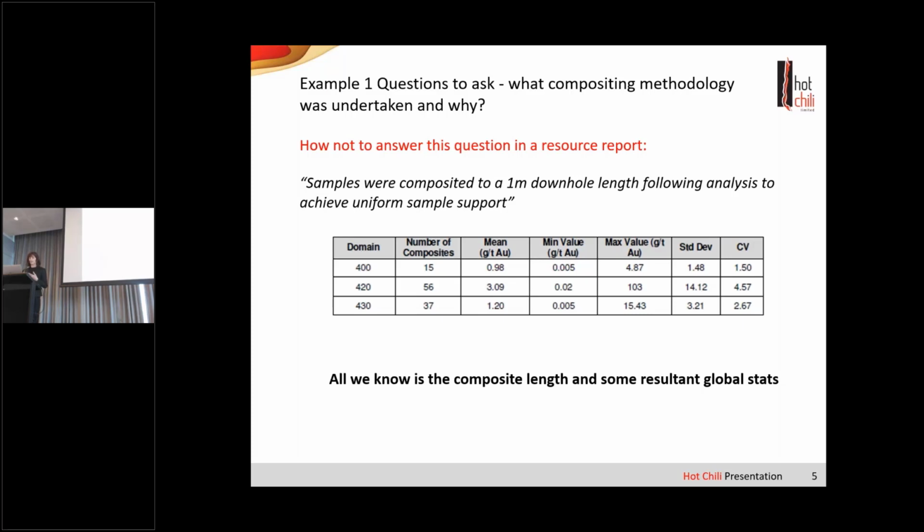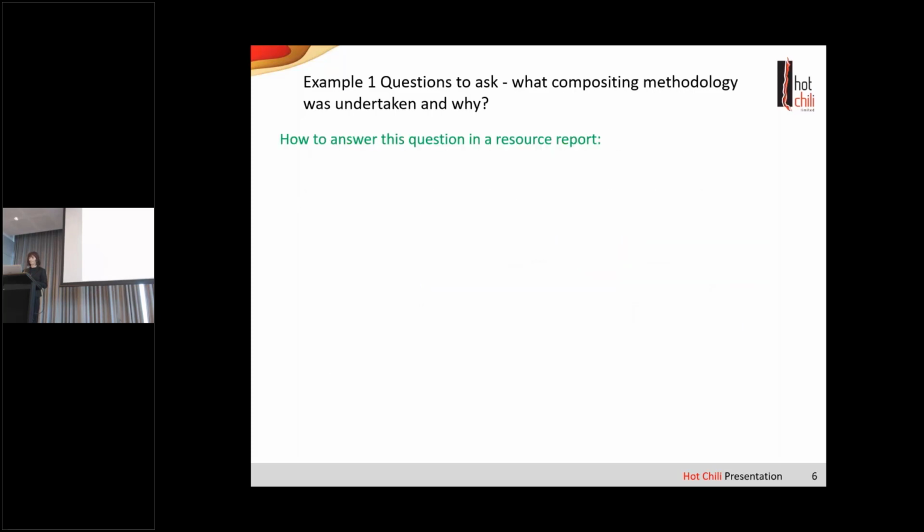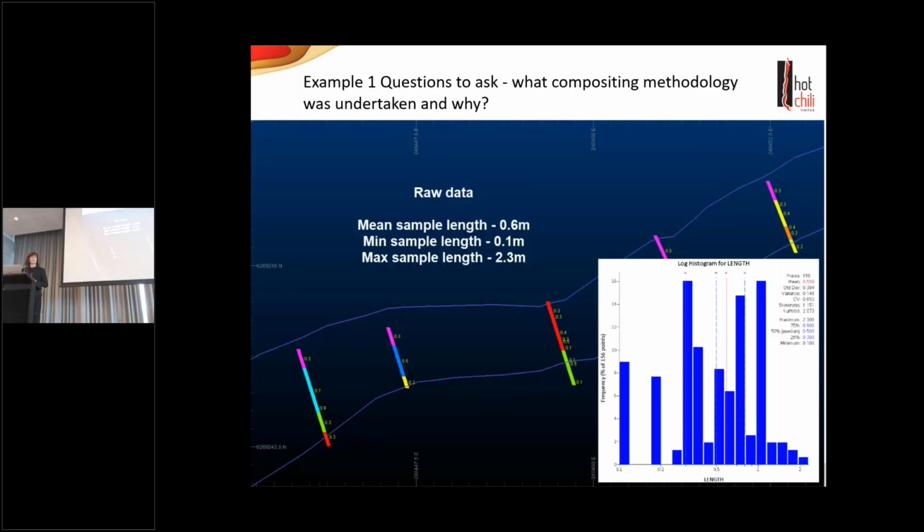So a different way to answer this question would be to show it visually, what you've actually changed. I wouldn't actually put this sort of thing in a report, but this would be a good discussion point for people to be asking. So you can see this is the raw data. This is some channel samples that have been taken in the gold deposit. On the trace is the gold grade, and it might be a bit unclear, but the length of the sample is just off the trace.